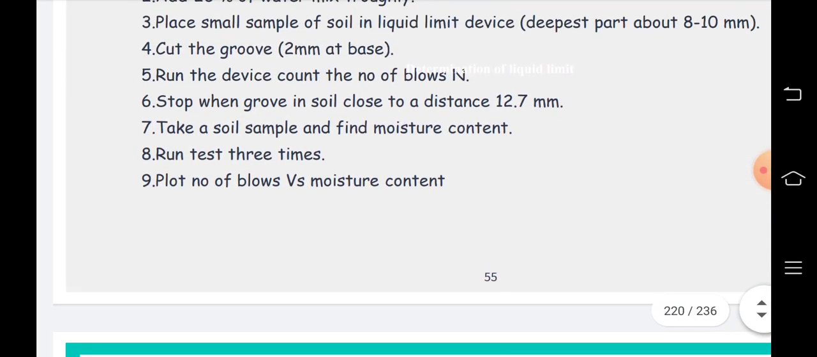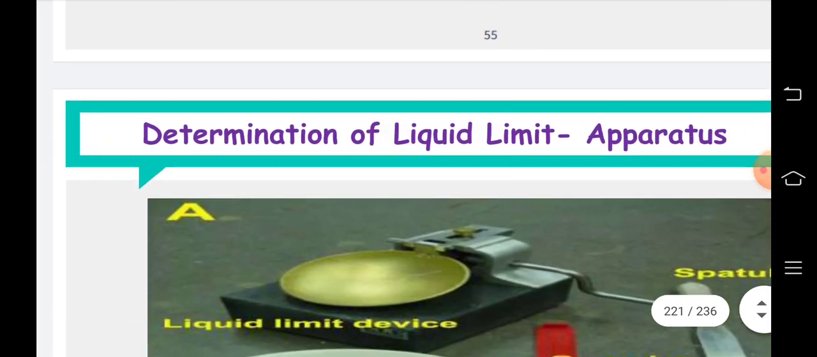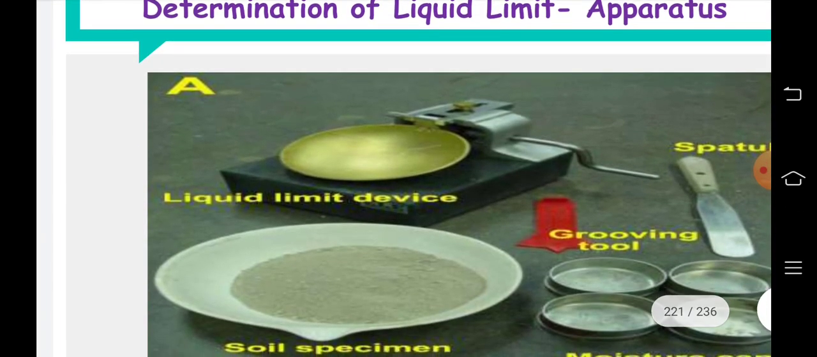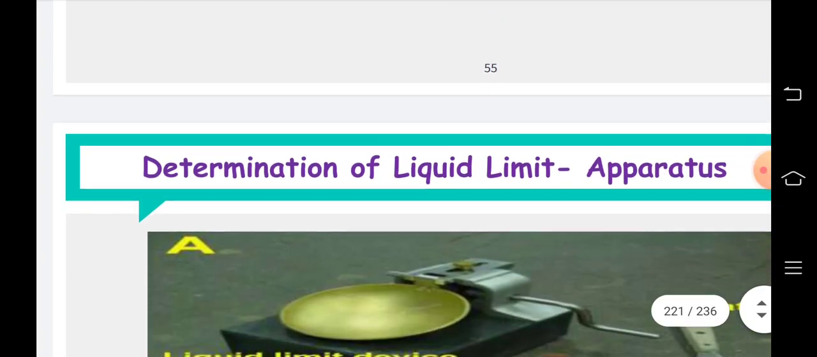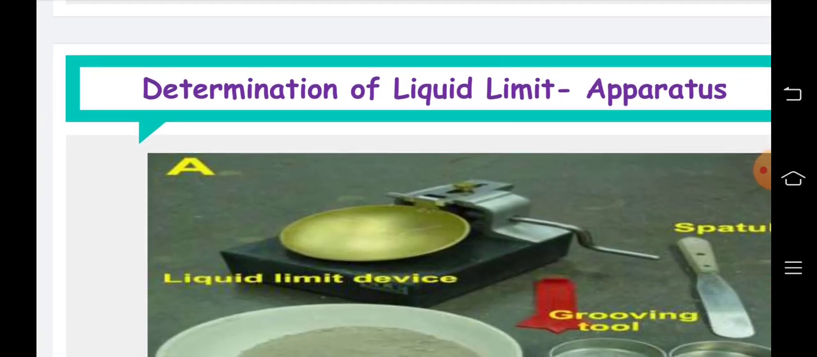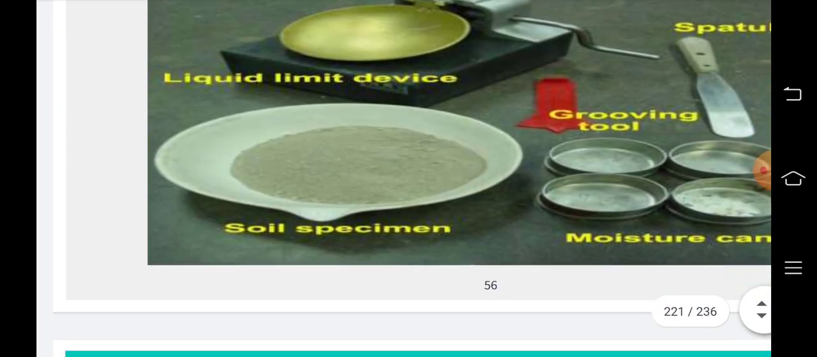Then, using the grooving tool, this red color grooving tool, cut the soil sample into two parts. Then give the number of blows using this machine until both the cut portions come closest together. Simultaneously count the number of blows that we require for closing of this cut portion, which is called a groove.